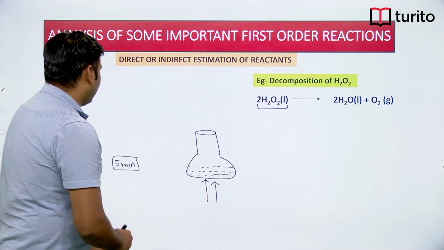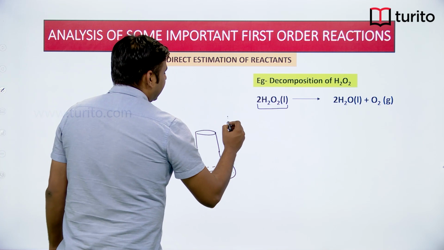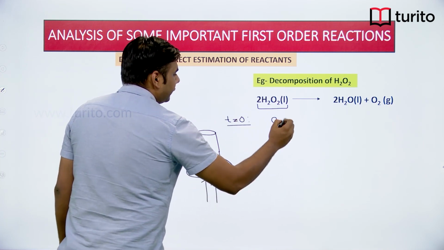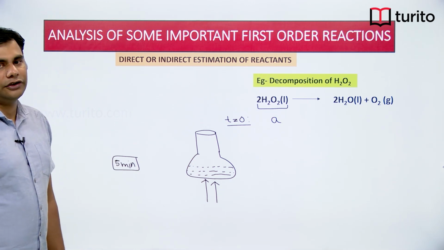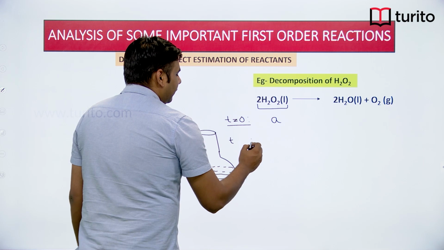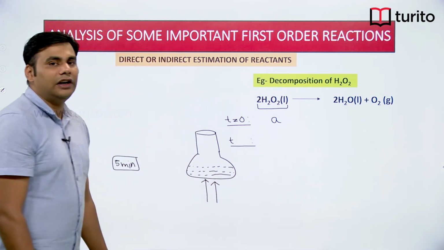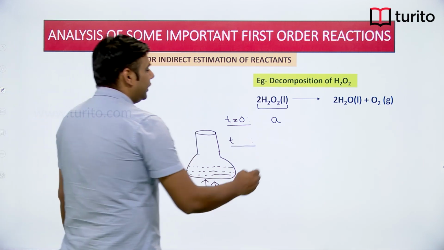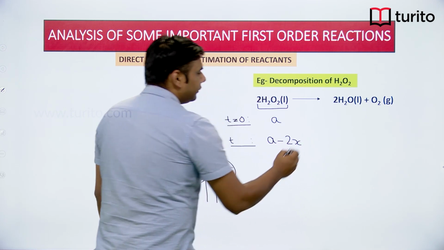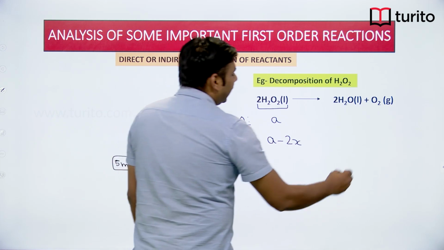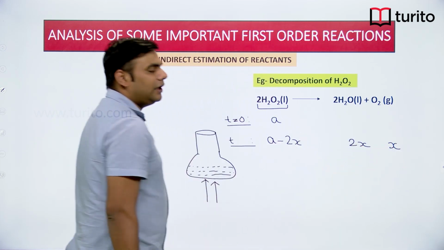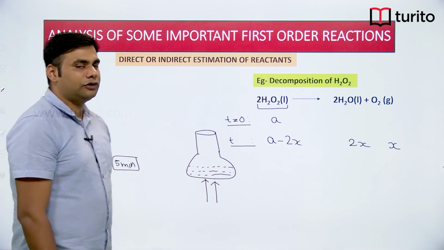Okay. So what we are going to say is, after time t equals 0, we have the initial amount of H2O2 as A. Say after some time t, let x be the extent of reaction per mole. So the amount reacted would be 2x, so we will be left with A minus 2x. At that time, 2x amount of H2O and x amount of O2 would be formed. Okay, so this is the basic stoichiometry.